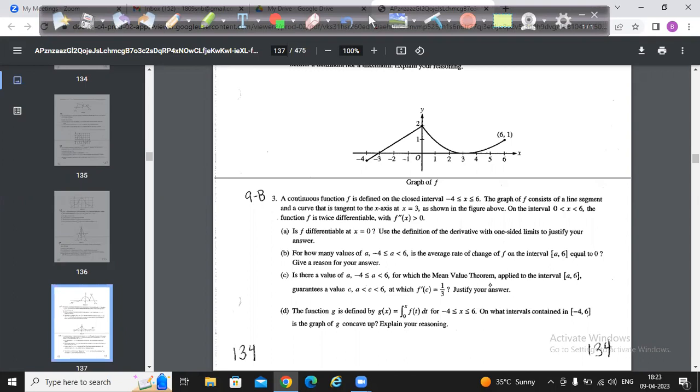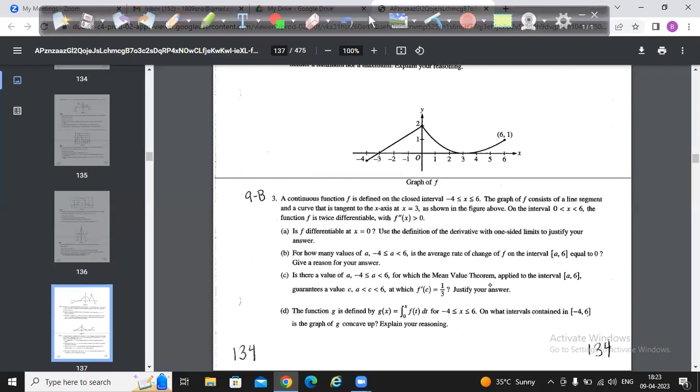First, read the question. A continuous function f is defined on the closed interval. The graph of f consists of a line segment and a curve that is tangent to the x-axis at x is equal to 3, as shown in the figure above. On the interval 0 to 6, the function f is twice differentiable with f''(x) greater than 0. So the function is concave up.